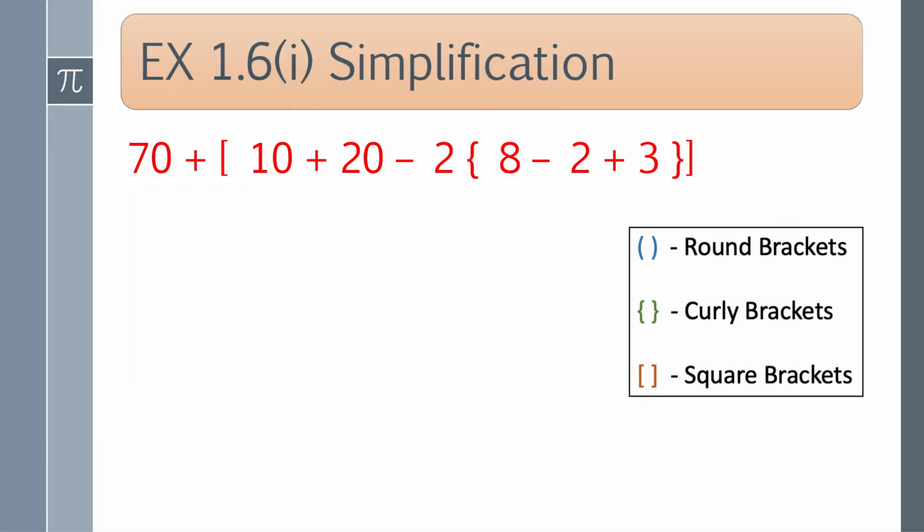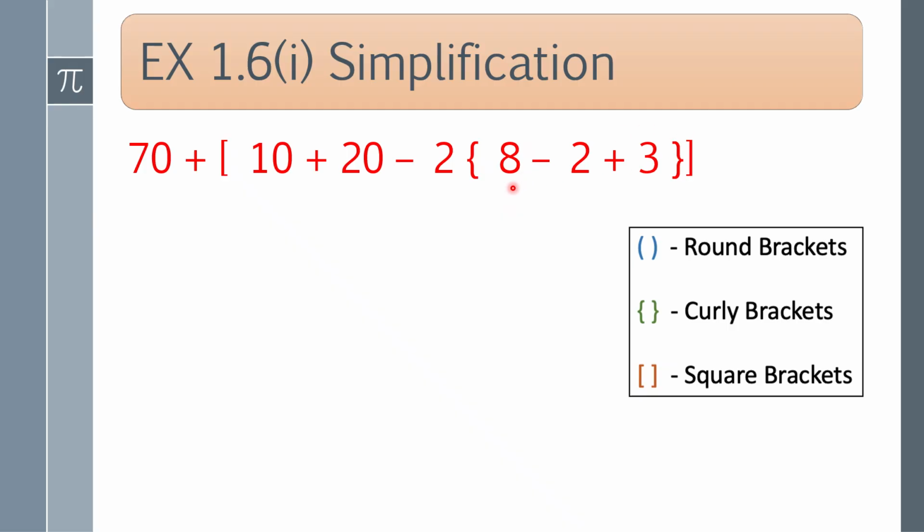This is exercise 1.6 of your PTCB Mathematics 7 and our topic is simplification. First of all we will simplify this simple expression: 70 plus square bracket 10 plus 20 minus 2 times curly bracket 8 minus 2 plus 3, bracket closed. First we will solve the curly brackets, as we use curly brackets before the square brackets.